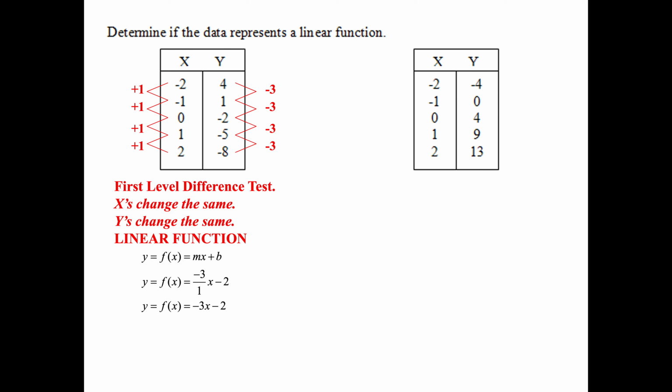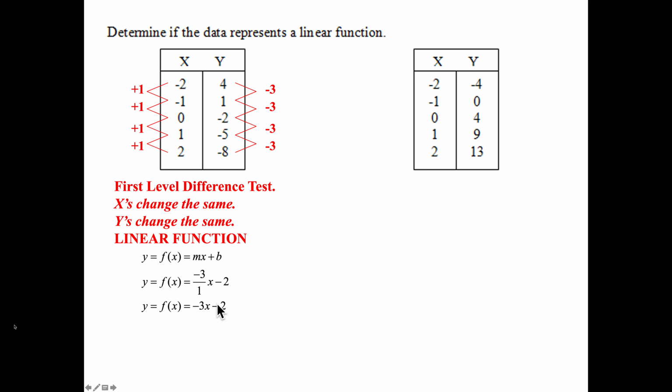It's called the first level because on the first time you found the difference of your data points, your x and y changes were the same. So we have your slope of negative 3. You have this point right here, 0, negative 2. Anytime your x is 0, that's your y-intercept, so that's negative 2.